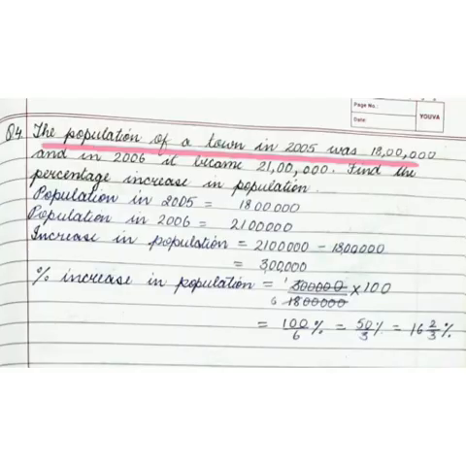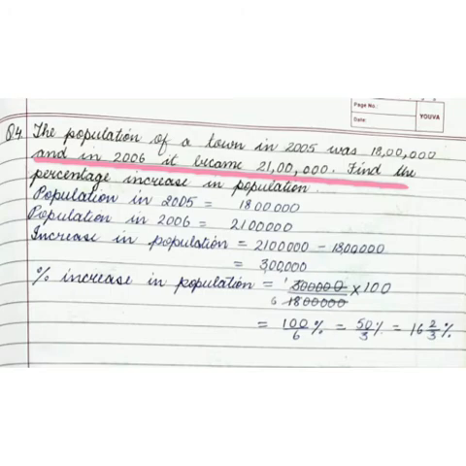Question 4. The population of a town in 2005 was 18 lakh and in 2006 it became 21 lakh. Find the percentage increase in the population. So the population in 2005 was 18 lakh and population in 2006 is 21 lakh. Now to find the increase in population, we are going to subtract 2005 population from 2006. So that will be 21 lakh minus 18 lakh, that is 3 lakh.